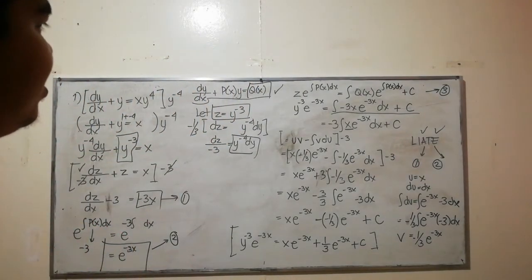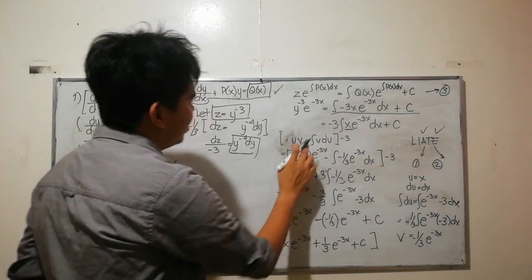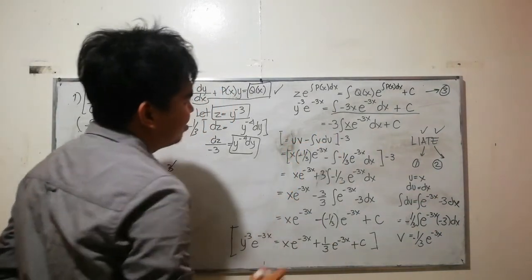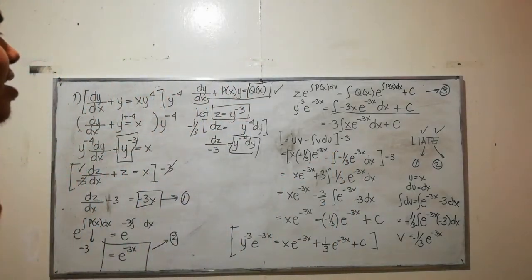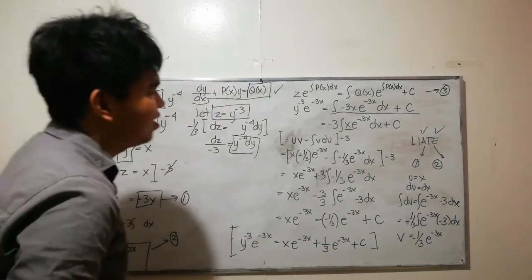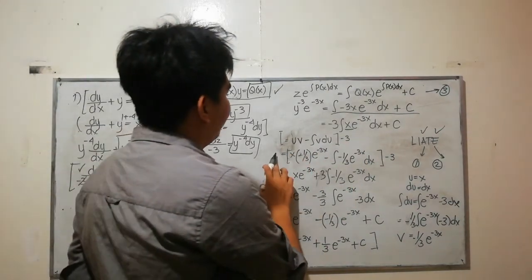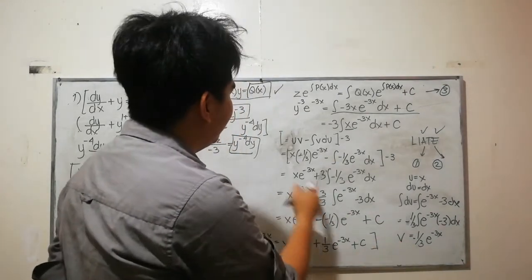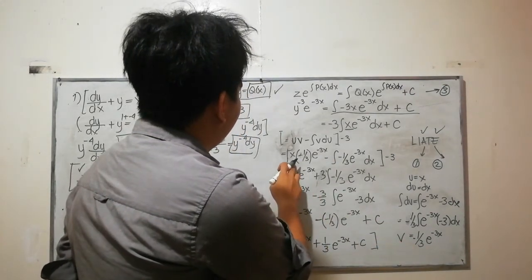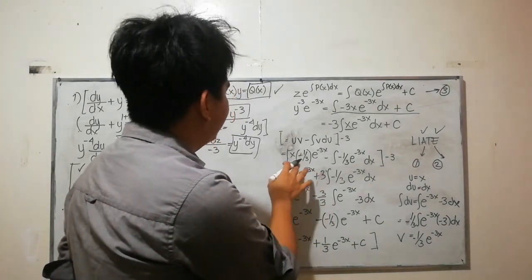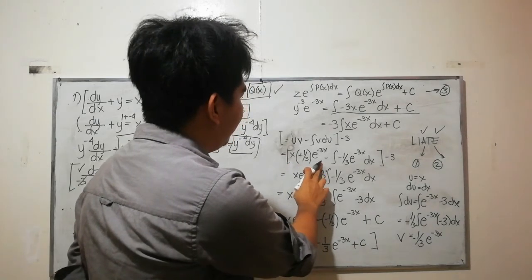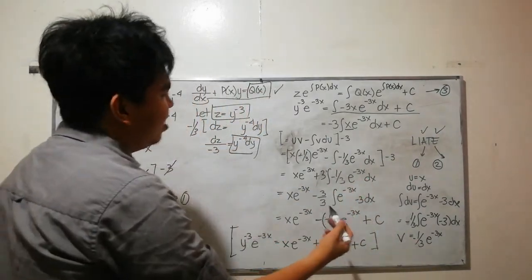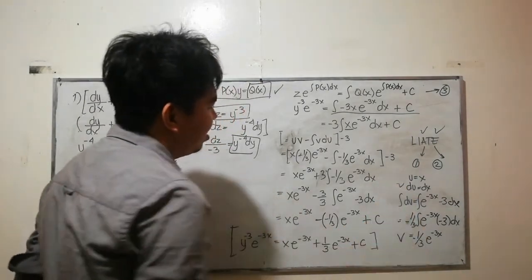So from by parts, uv minus integral of v du. So we have negative 3, so we will multiply negative 3 to the resulting equation of the by parts. So u is x, and v is negative 1/3 e raised to negative 3x. So the resulting equation will be x quantity negative 1/3 e raised to negative 3x minus integral of v, so v is negative 1/3 e raised to negative 3x, and du is dx.